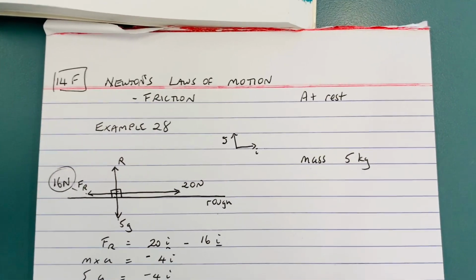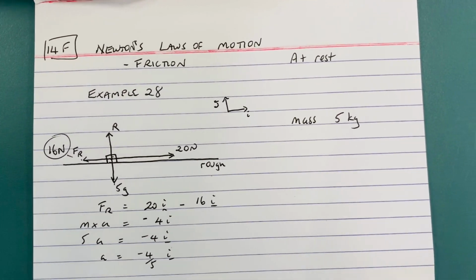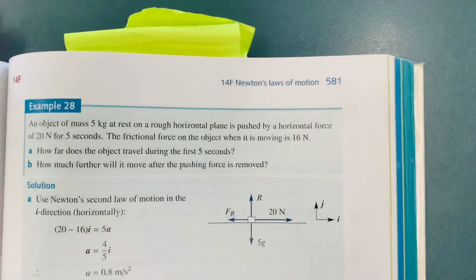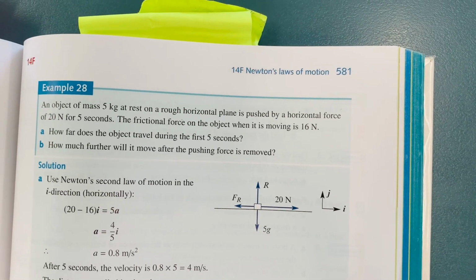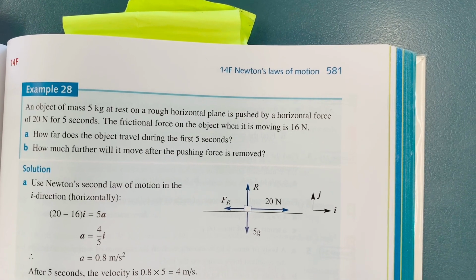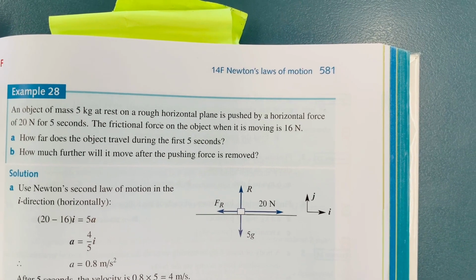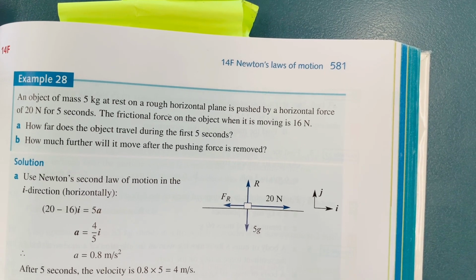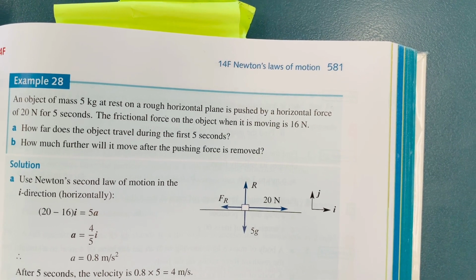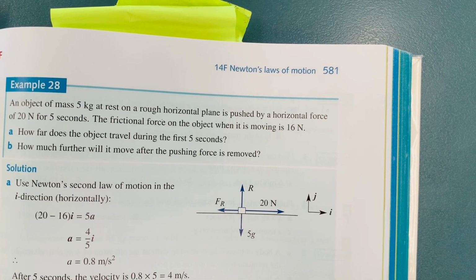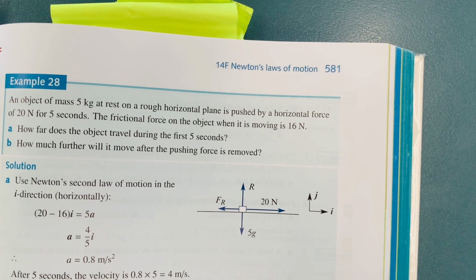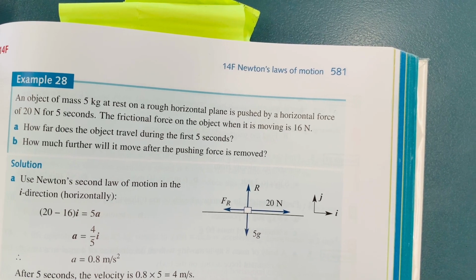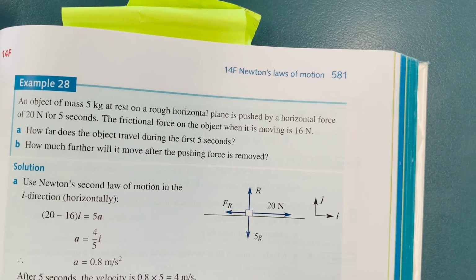Okay, 14F, Newton's law of motion, friction, example 28. Example 28 says an object of mass 5 kilos at rest on a rough horizontal plane is pushed by a horizontal force of 20 newtons for 5 seconds. The frictional force on the object when it is moving is 16 newtons. How far does the object travel during the first 5 seconds? How much further will it move after the pushing force is removed?